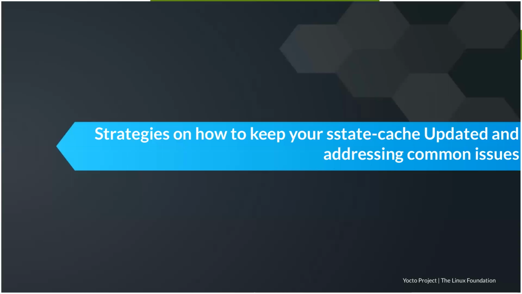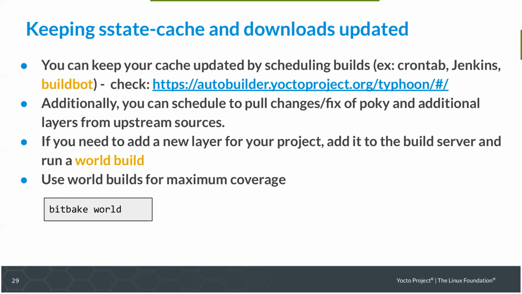So just a summary here. I think we have just 1 minute, but it's going to be very fast. Some strategies to keep your state cache updated, and some issues. You can put your build server on a scheduler, like you can do easily using crontab or a CI process like Jenkins or Buildbot. You have an example of Buildbot here. You can schedule it weekly to build your cache.